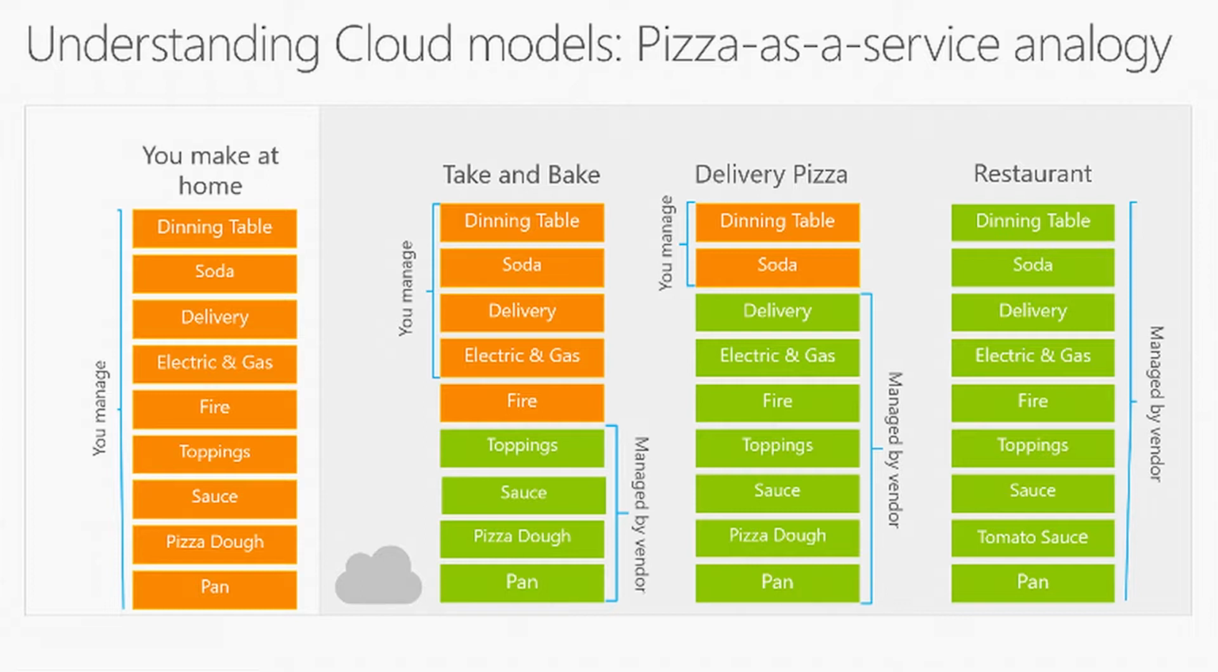The third is delivery pizza, where the vendor puts together your pizza, cooks it, and delivers it to your door, where you then bring it to your table and eat it. The fourth and final model is a restaurant, where the vendor does everything, including bringing it to your table and waiting on you while you're eating. This is how this maps to our cloud analogies.